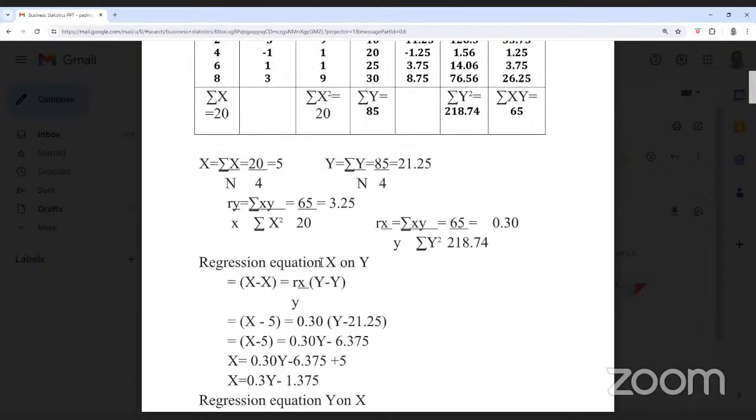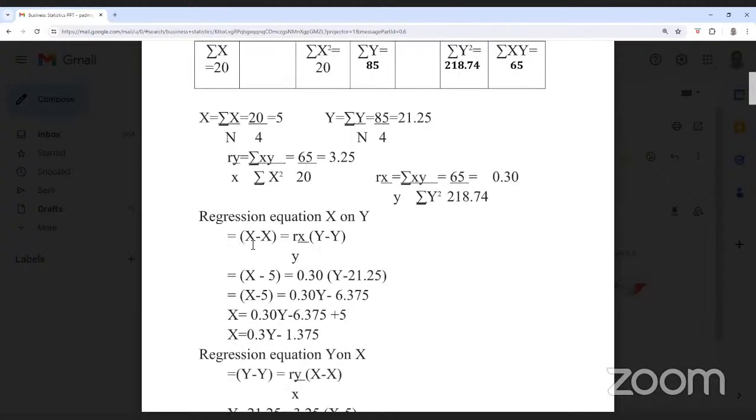Only the thing you have to find out, that is x minus x mean is equal to r x divided by y, times y minus y mean. So first you have to find out this one. To find this value, sigma xy divided by sigma y square, because we are finding the value of x, no? See here, x on y, no? What is the denominator here? We have y. So down, y square you have to take. Sigma xy divided by sigma y square.